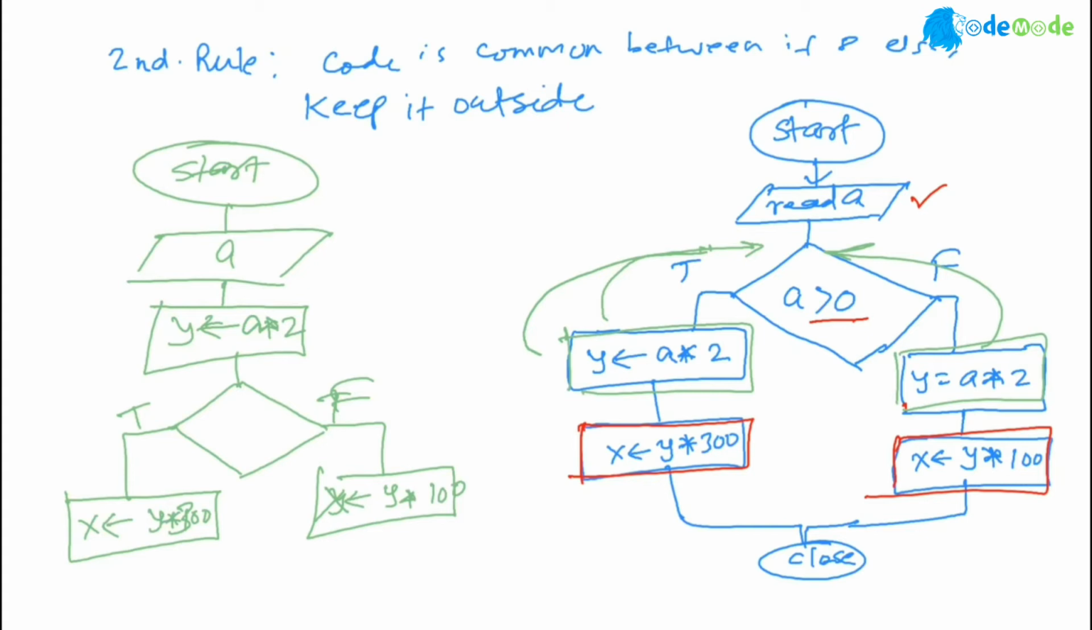The statements y multiplied by 300 and y multiplied by 100 are different, so you cannot create a common one. But any code that's common, you can move it outside this. I can't move it outside here at the bottom because remember, the value of x depends on y, and you are calculating y based on a. So you can't move it at the bottom.